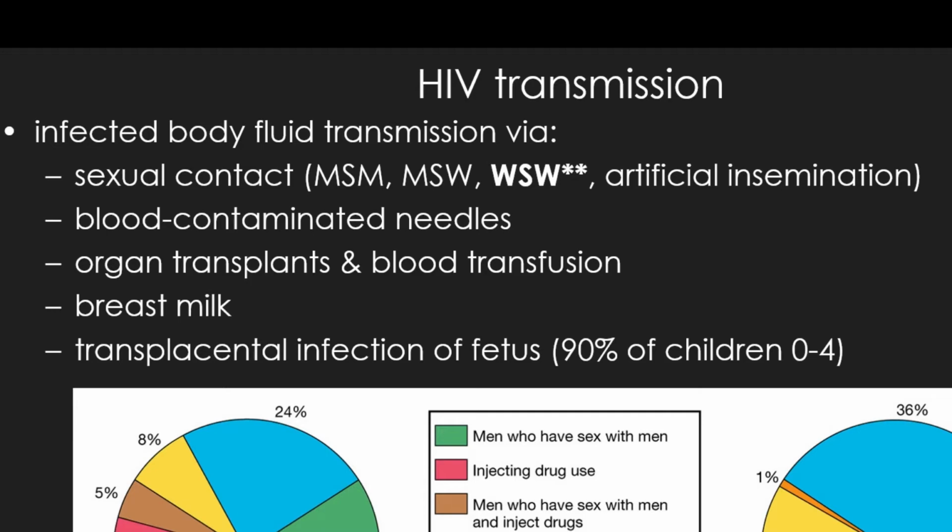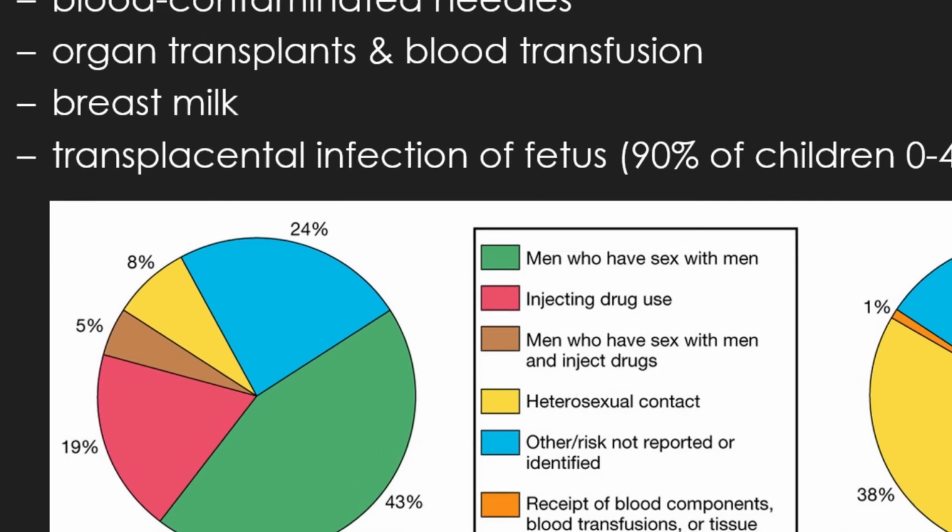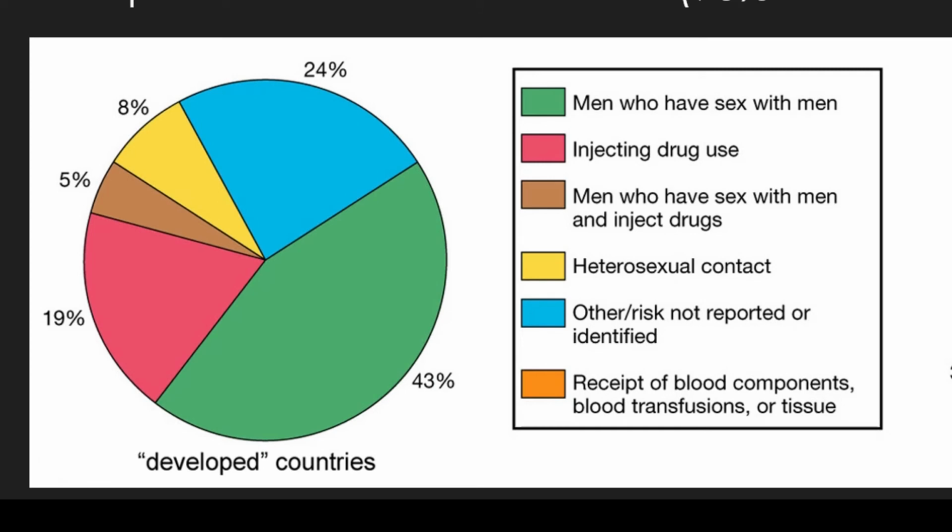Now, the interesting thing about HIV transmission is that in developed countries and developing countries, the modes of transmission, though they are the same, the likelihood of infection is very different. In developed countries, men who have sex with men account for almost half of all HIV cases, followed in those who know what their risk is by intravenous drug use.